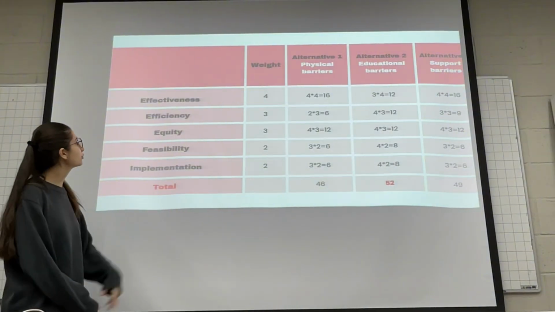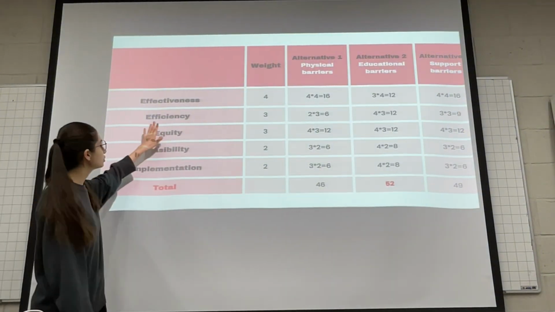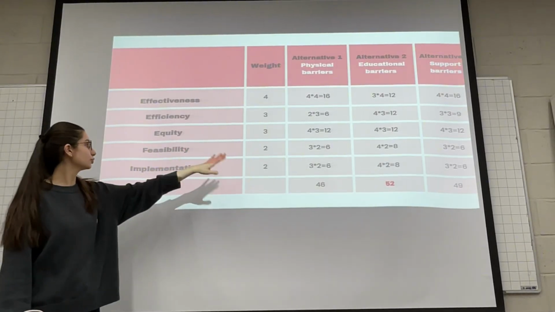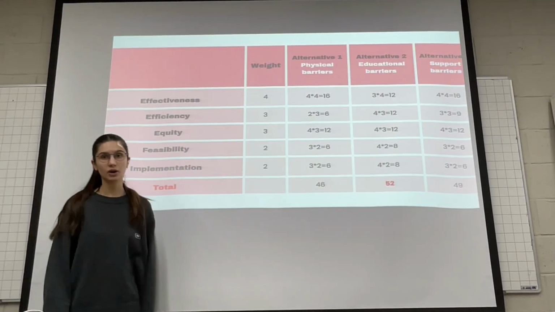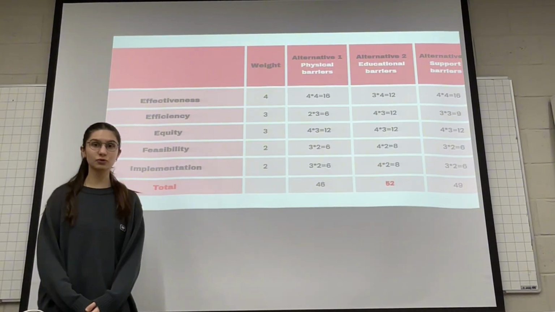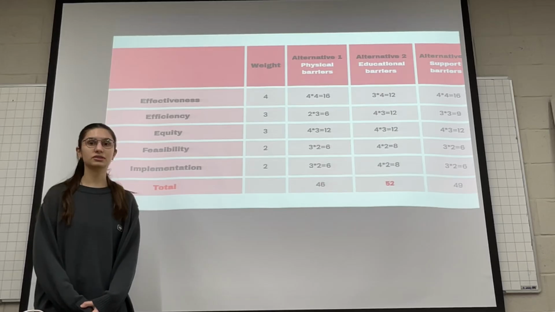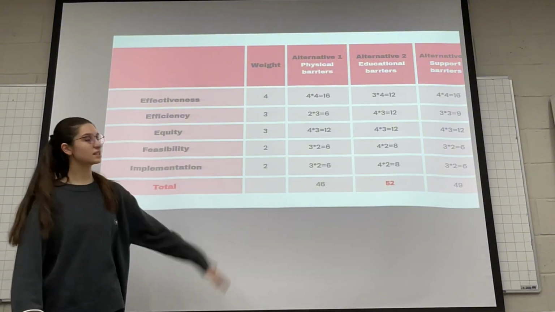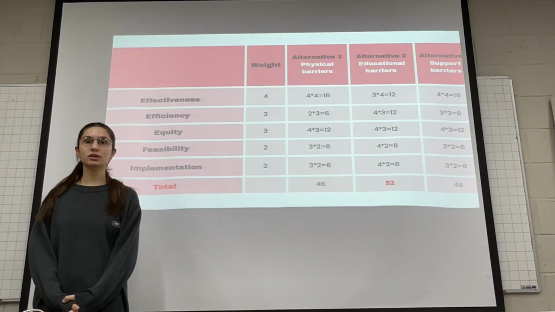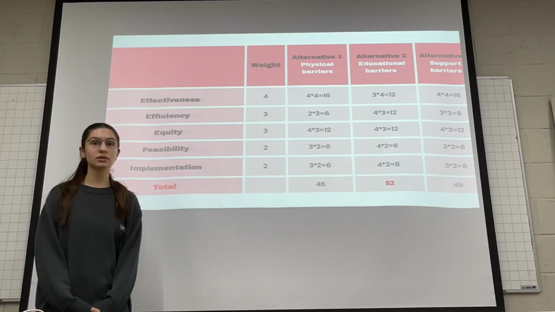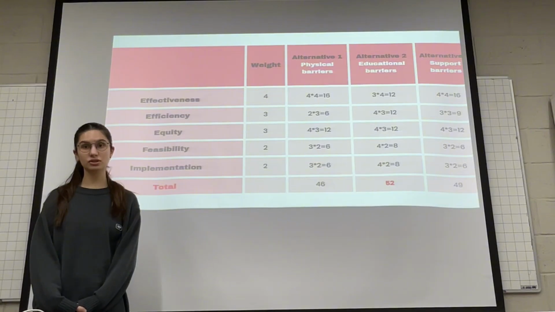So the general rating for effectiveness is 4, for efficiency is 3, for equity 3, for feasibility is 2, and implementation is 2. For physical barriers, we chose 4 for effectiveness. Why? Improving school infrastructure directly removes physical barriers such as stairs and inaccessible entrances. For efficiency it is 2. Infrastructure improvement is expensive because schools need construction work, elevators, and building reconstructions.